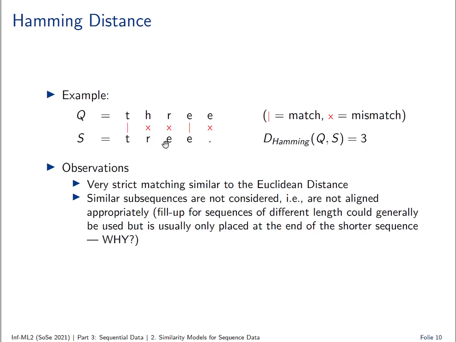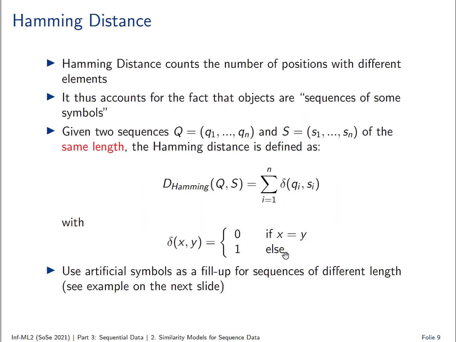But we cannot do that, because typically these fill-ups for sequences of different length are placed at the end of the shortest sequence, as it is done here. It's just for performance reasons, because otherwise we need to determine the perfect location for those fill-ups, and that would end up in determining the best alignment, and that is not what the Hamming distance wants to do. That is actually what the edit distance wants to do, and that is of course next.